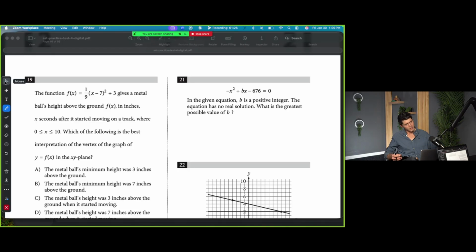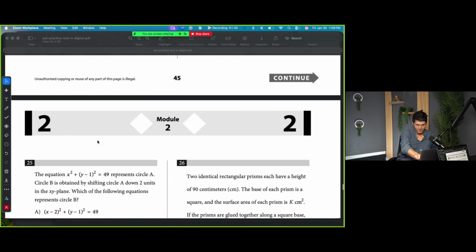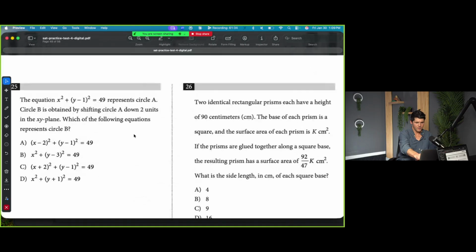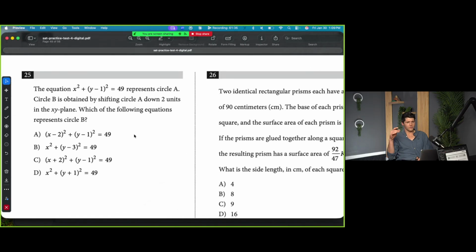So after 21, what do you want to do? 25. Sweet. All right. So we've got 2 circles here. I'll read the question and then you tell me what you notice, right?